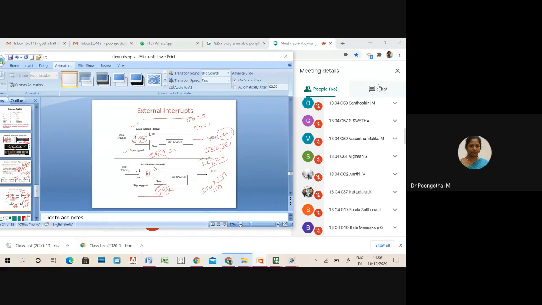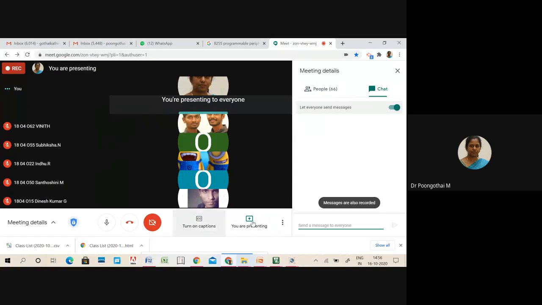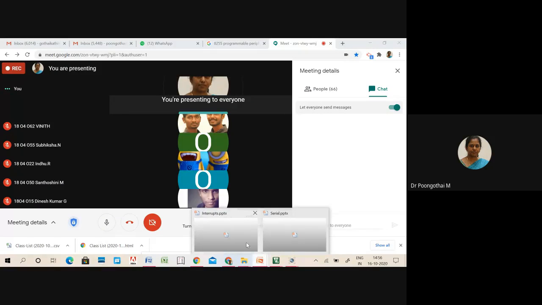Any doubts regarding this? Yes or no? Can you identify the difference between level triggering and edge triggering? Students, is that clear? Any doubts regarding this? What about others? Okay.